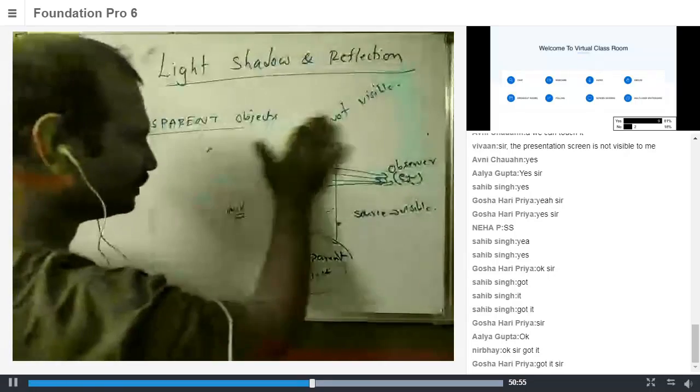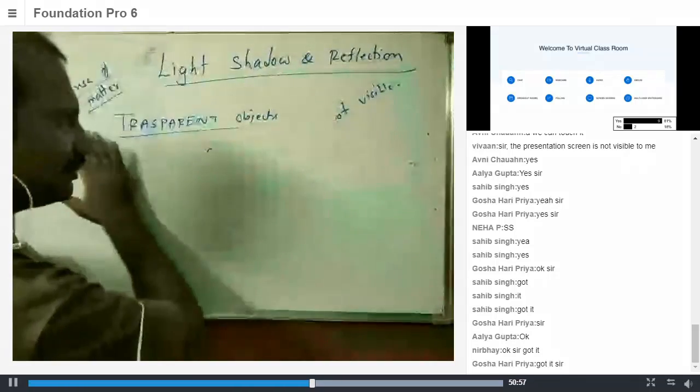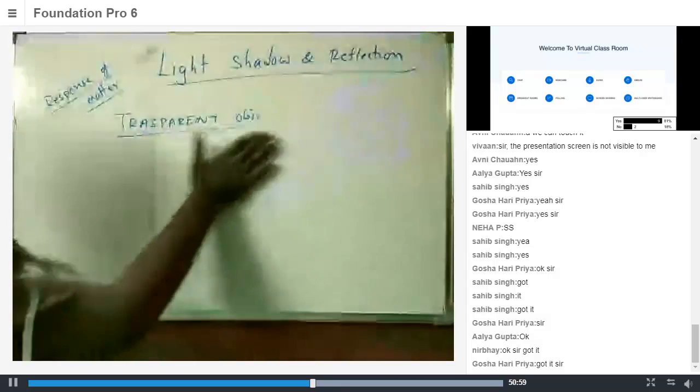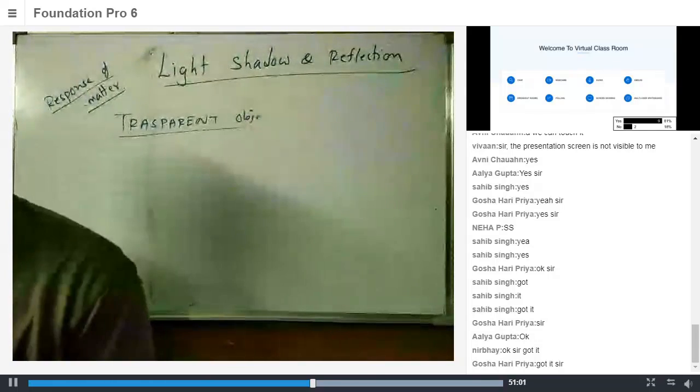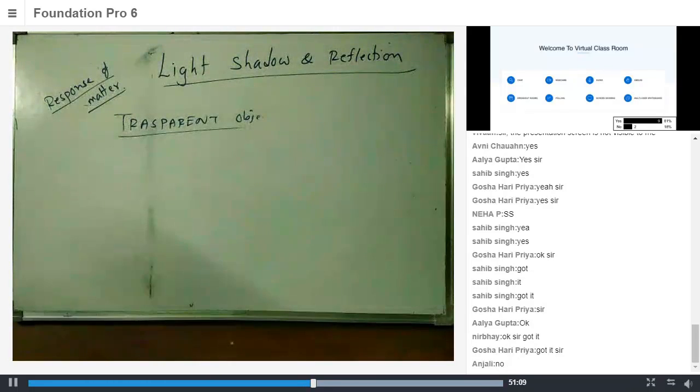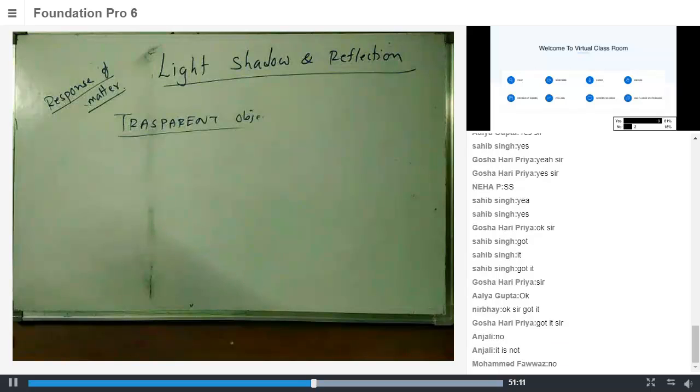So now let's see. Is a mirror transparent or not? We are trying to answer that question. Is a mirror a transparent object or not? Pragya, I couldn't hear you properly. Can you repeat what you said? Anjali says no. So Pragya, mirror is not a transparent object. Muhammad says no. Okay, mirror is not a transparent object.